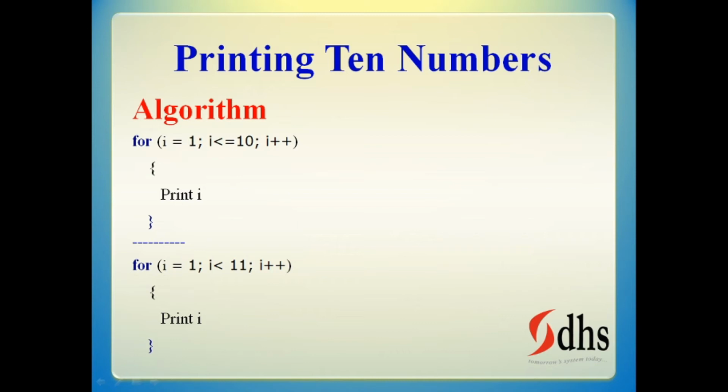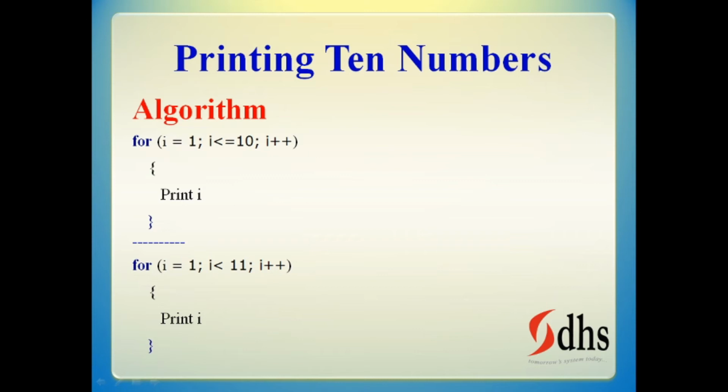First initialization, condition checking, then it will print 1, then it will increment to 2. Again it will check that 2 is less than or equal to 10. Yes, again it will print, like that it will go until 10. When it becomes 11, it will come out of the loop.